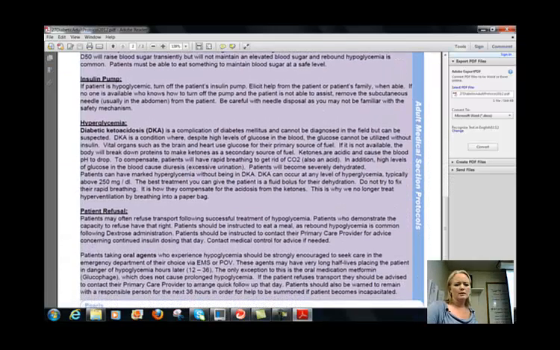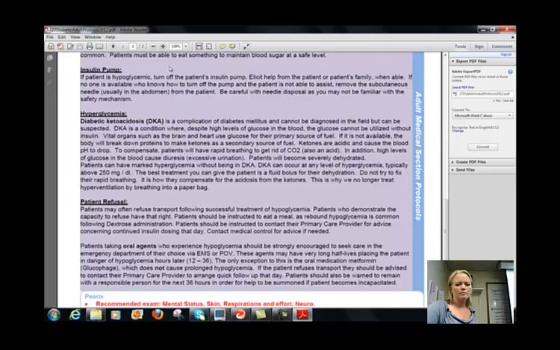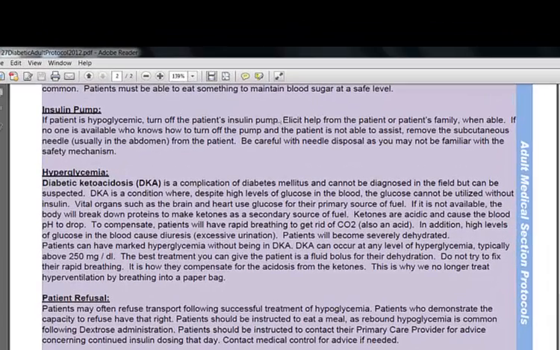There's some information on the second page about insulin pumps. With insulin pumps, probably the easiest way to manage those is to get a family member to turn them off.